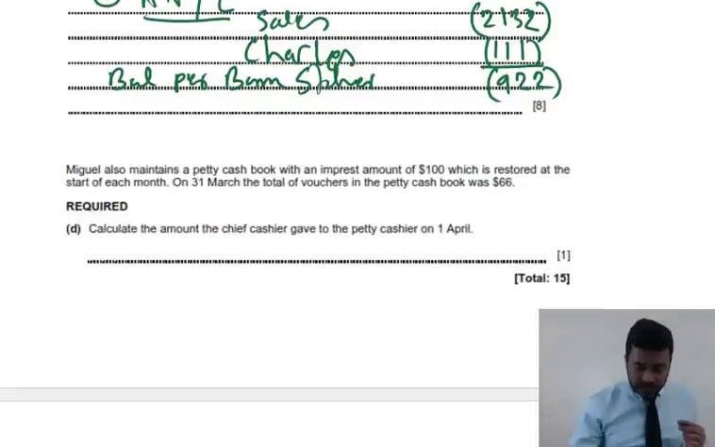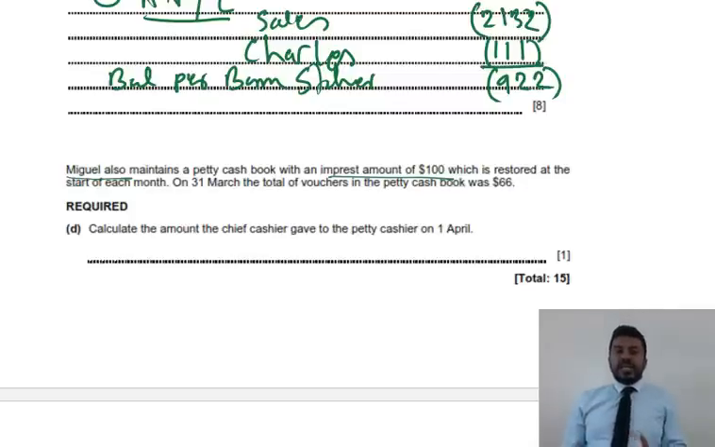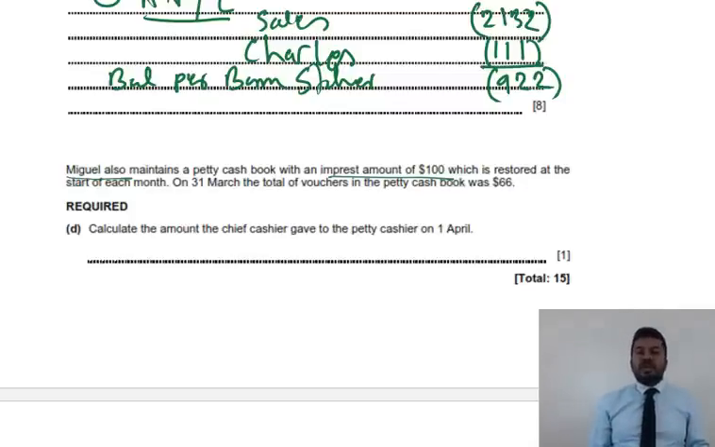One more question for 1 mark, which is not from bank reconciliation, it's from petty cash, but let's do it. It said Miguel also maintains a petty cash book with an imprest amount of 100. What do you mean by imprest? Every month they start with 100 amount of money to spend towards petty cash expenditure, which is restored at the start of each month.